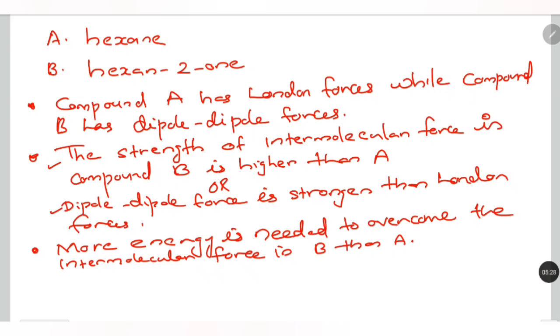Now we can conclude what is the boiling point. If you are talking about boiling point, we can say hence boiling point of B is higher than A, because more energy means higher boiling point. Or if it's melting point, same case, melting point of B is higher than A. But if it's vapor pressure, vapor pressure of B is lower than A, because vapor pressure and boiling point, they are inversely proportional, isn't it?